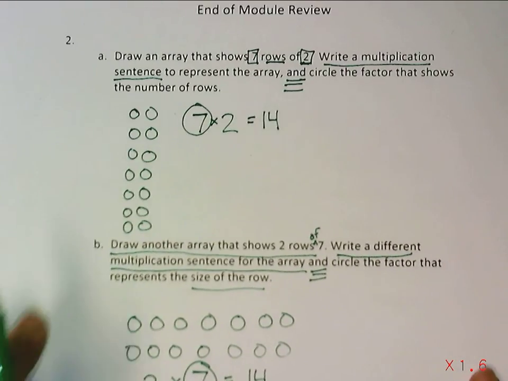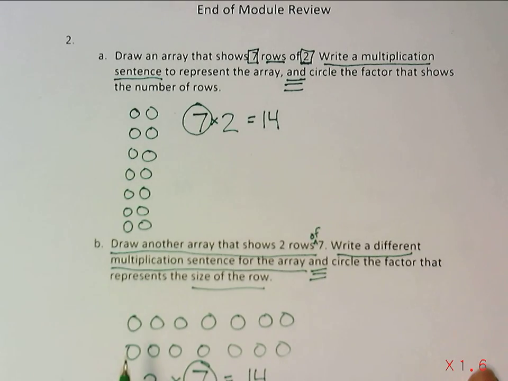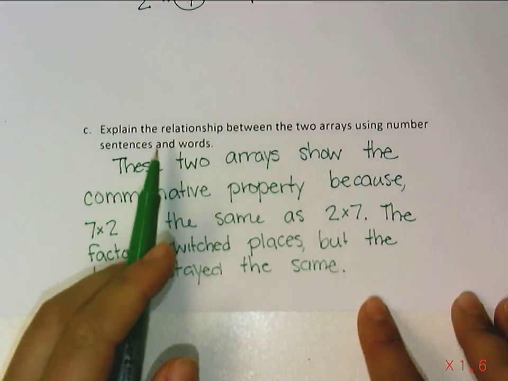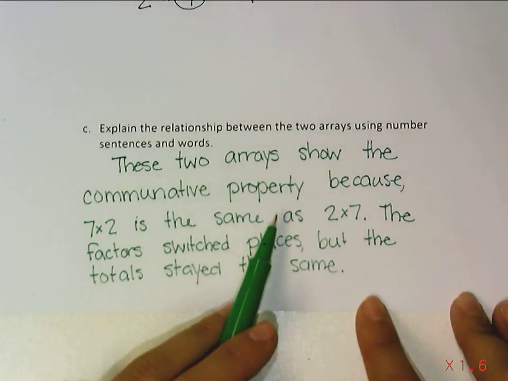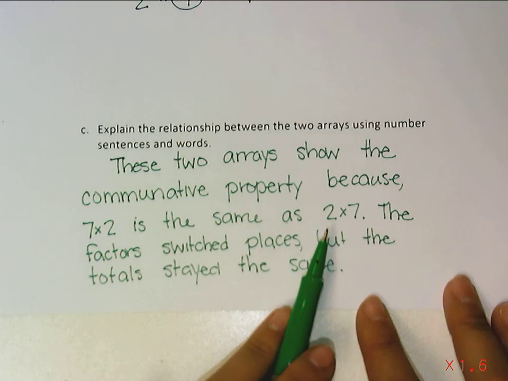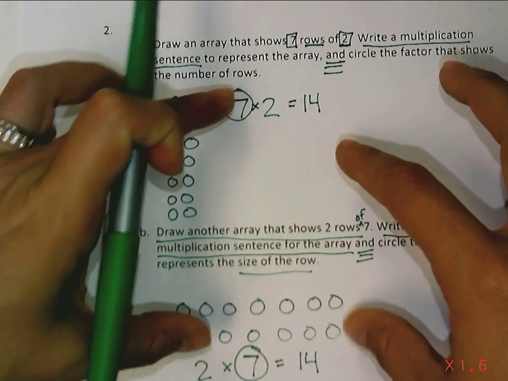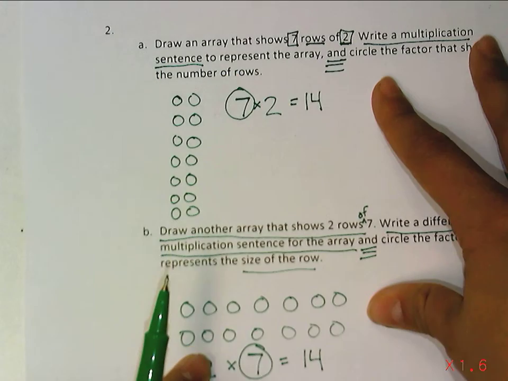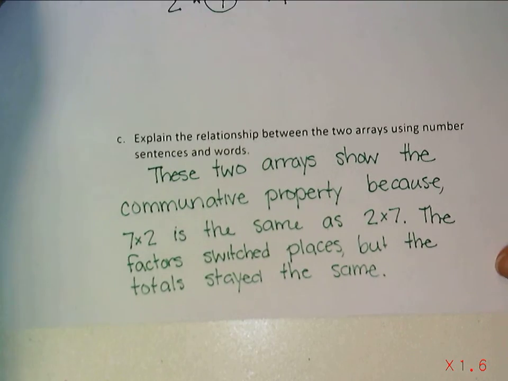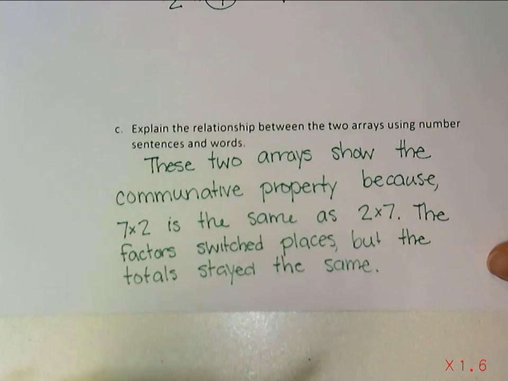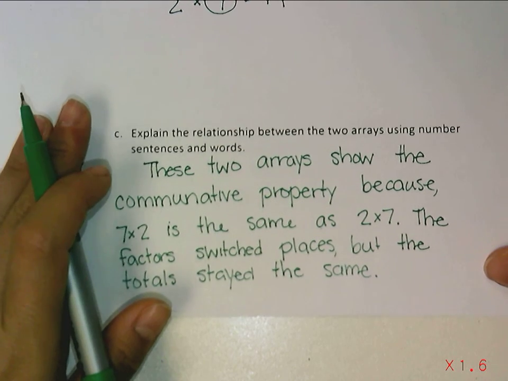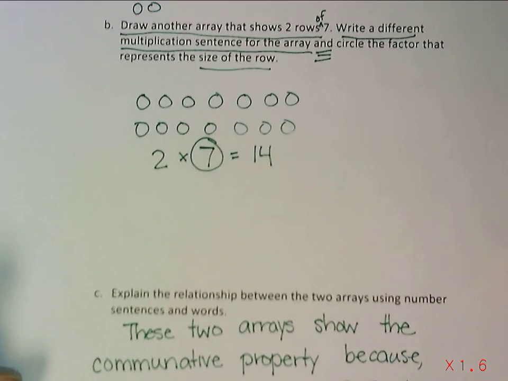Why are these two arrays, 7 times 2 and 2 times 7, why are they similar? Well, their relationship is that they show the commutative property because 7 times 2 is the same as 2 times 7. But you can see the factors, 7 and 2, they just switched places. But the totals, 14 and 14, those remained the same. The total stayed the same. So that's one way you can explain the relationship between two different arrays that have the same total.